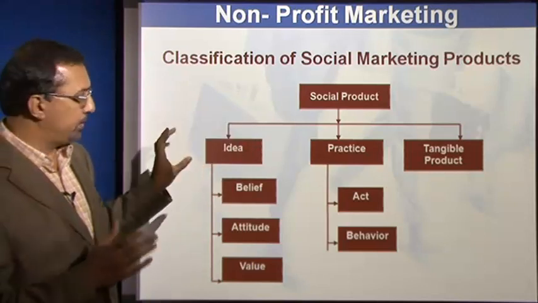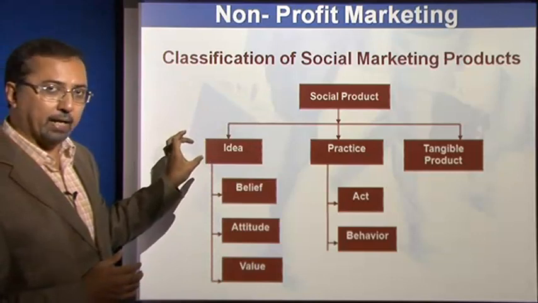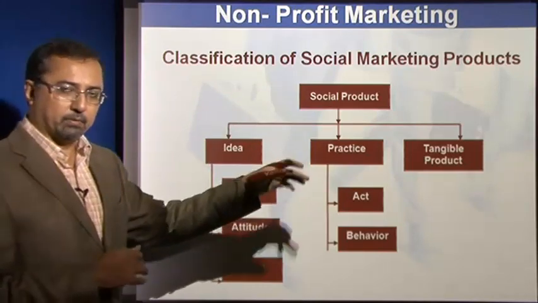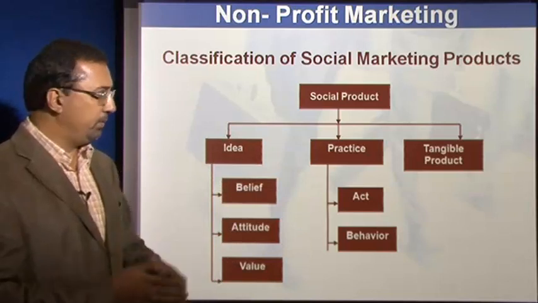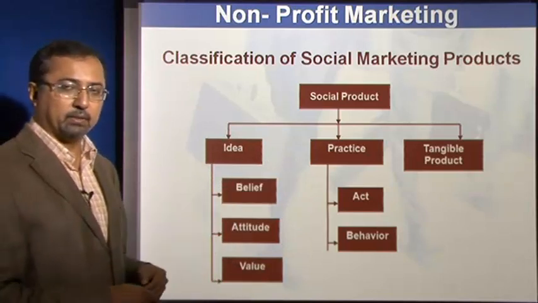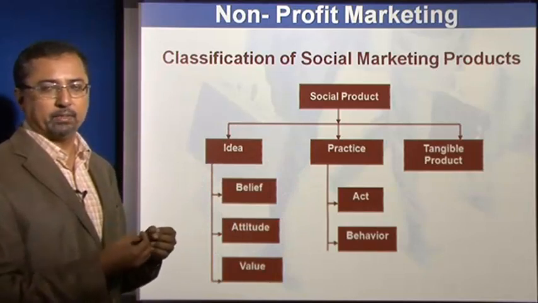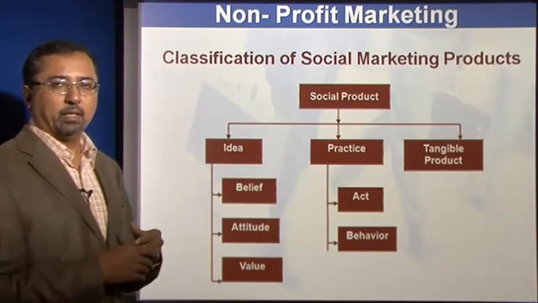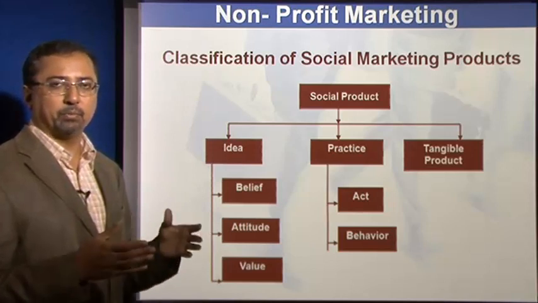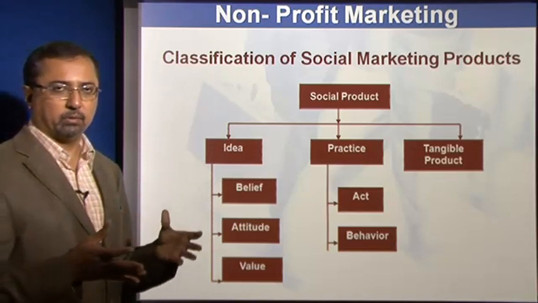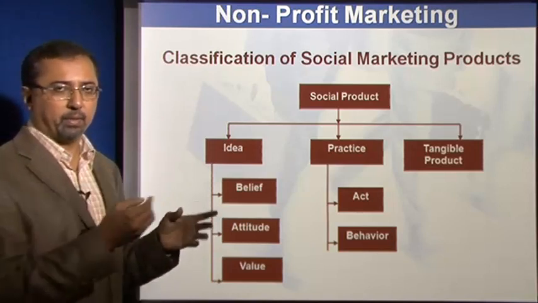The social product really consists of the idea, which is what's there in your head, the practice, which is how you act it out, how you behave, and sometimes in some cases there could be a tangible product, in some form as evidence of it. Example, one of the ways by which somebody tries to prevent AIDS is by encouraging the use of condoms. So you might have a specific product like that.